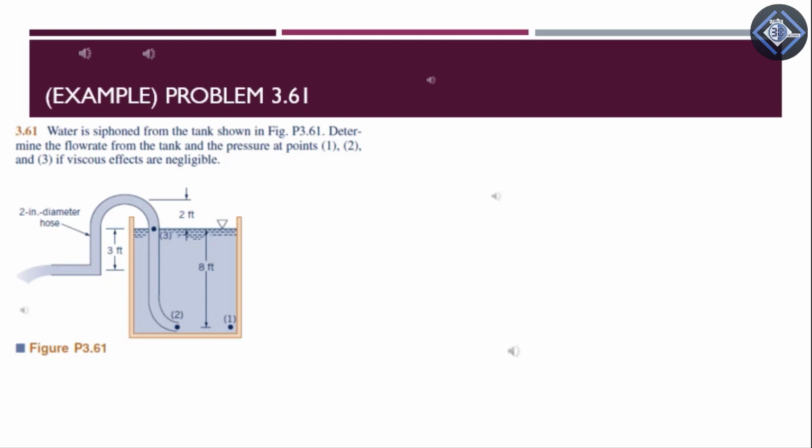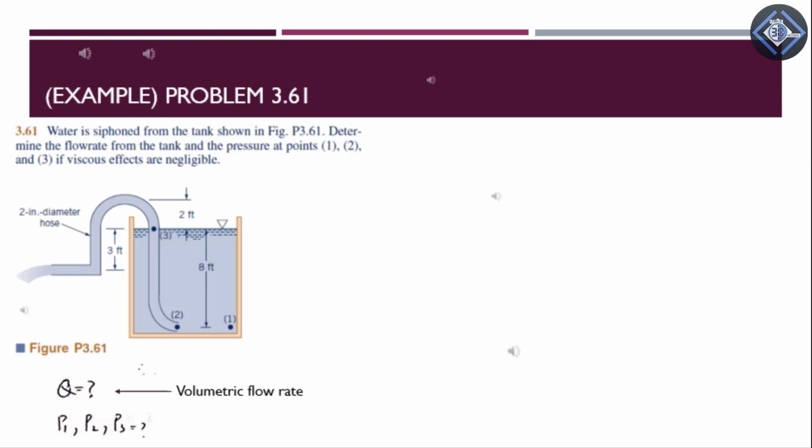So we have another example problem that you can see on your screen. It's problem 3.61. There is a figure with the problem as well. The statement reads: water is siphoned from the tank shown in figure 3.61. Determine the flow rate for the tank and the pressure at points 1, 2, and 3 if viscous effects are negligible.